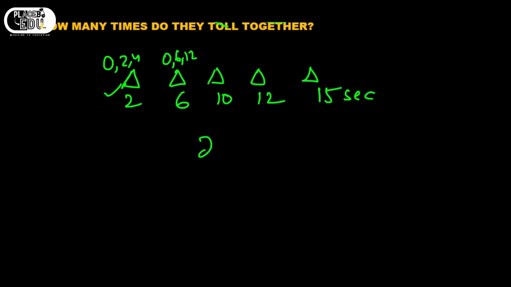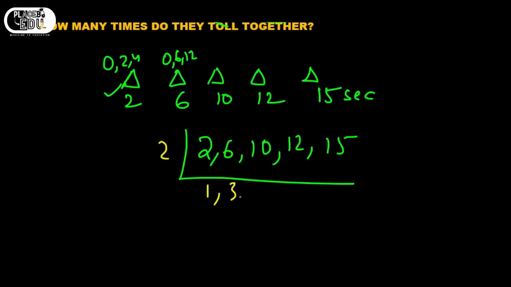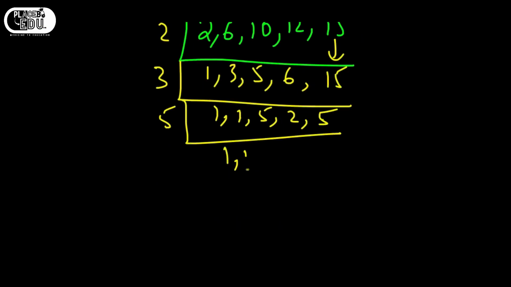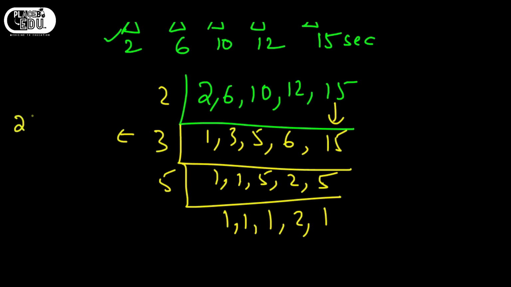That is nothing but finding the LCM of 2, 6, 10, 12, 15. We will get the time in seconds at which all the bells will toll together, and then we'll convert into minutes. Okay, the LCM is nothing but 2 into 3 into 5 into 2 into 1. 5 2s are 10, 3 2s are 6, and the LCM is 60 seconds.